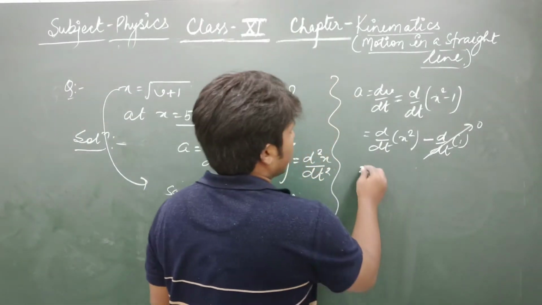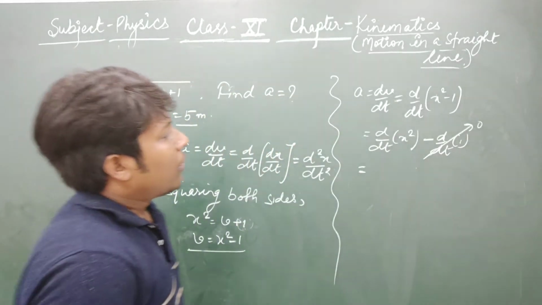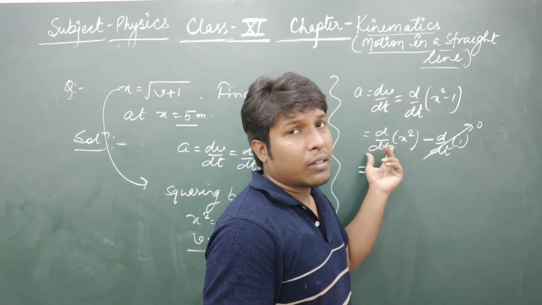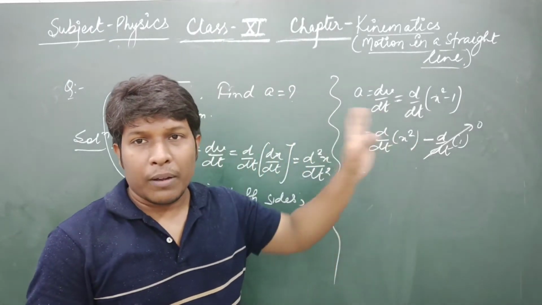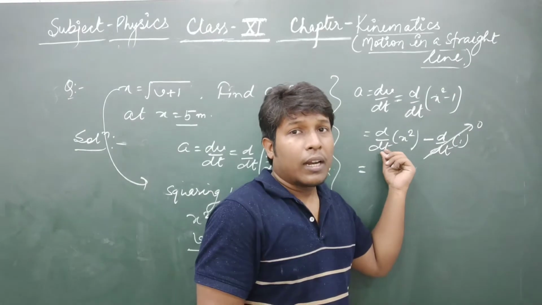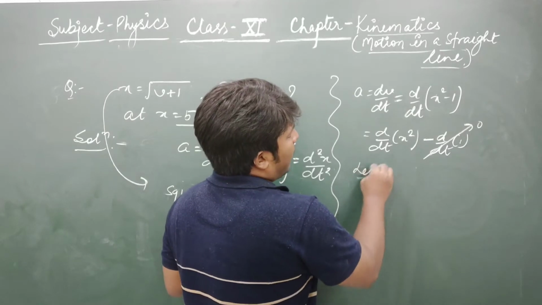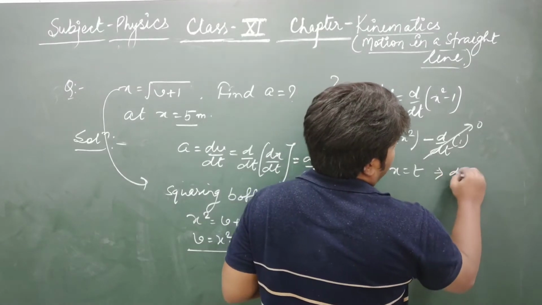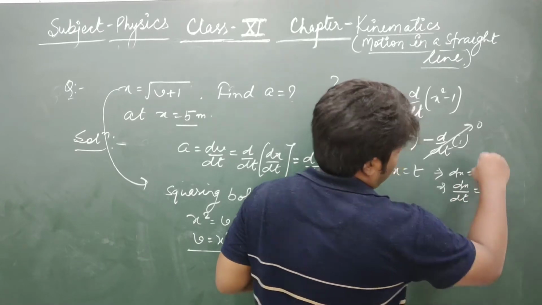So now here, what will it be? If the differentiation is in terms of x, it is simply the formula, you know the formula, n x raised to the power n minus 1. But here it is differentiating with respect to time. So you have to let x is equal to t, and dx is equal to dt, and again dx by dt is equal to 1.